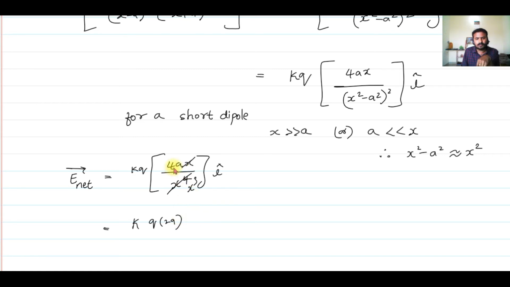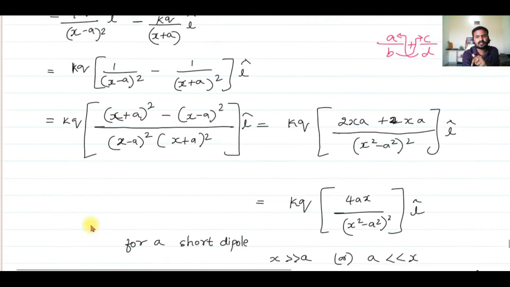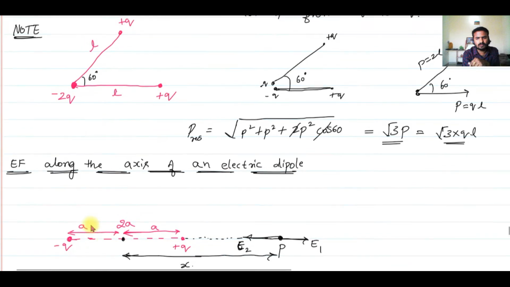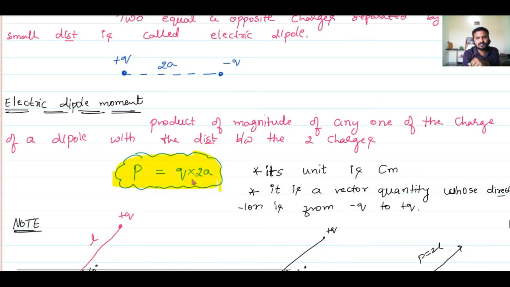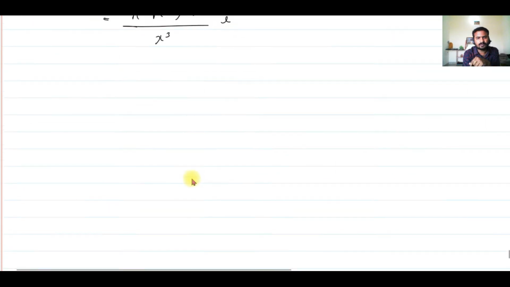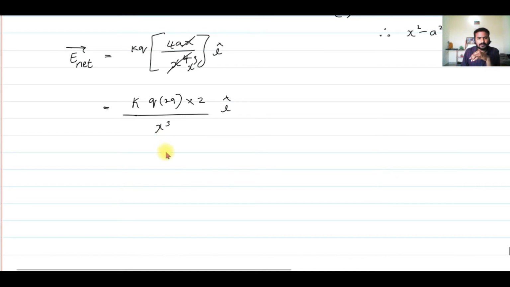And then see, 4a can be written as 2a into 2, right? 4a can be written as 2 into 2a. That's what I'm doing here. Okay, so divided by x cube I cap is what I have. Now what is q into 2a? Elsewhere we saw. What is that? It is nothing but electric dipole moment, right? q into 2a is nothing but electric dipole moment. So I'm going to write that as P.